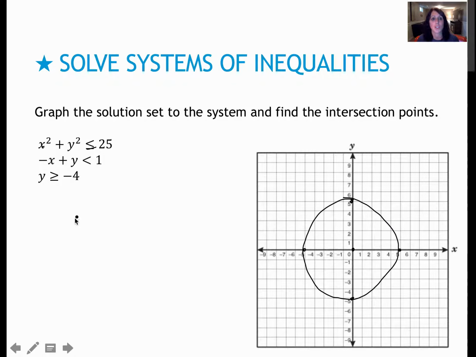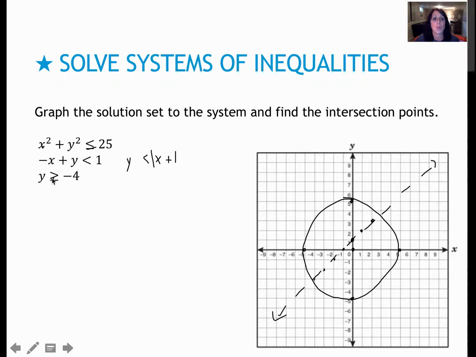Not too shabby of a circle. This one is linear. Notice x to the first, y to the first. So I'm going to probably just rewrite this as y is less than x plus 1 by adding x to each side. So I would start at +1, use my slope of 1 to go up 1 over 1, up 1 over 1, etc. I would connect those dots with a dotted line, dotted or dashed.